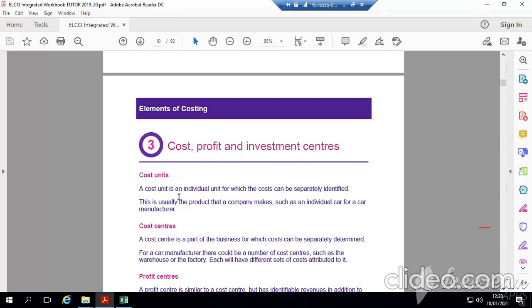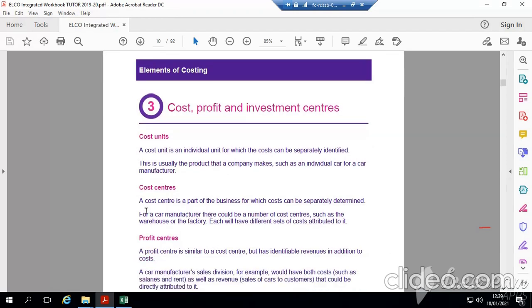Imagine you are a manufacturing company making tables. You need to understand for each table how much material it requires and what is going to be the cost of labor. And then you also have additional costs, such as the cost of heating and light, insurance, rent and supervisors' wages. So this is going to be the cost unit.